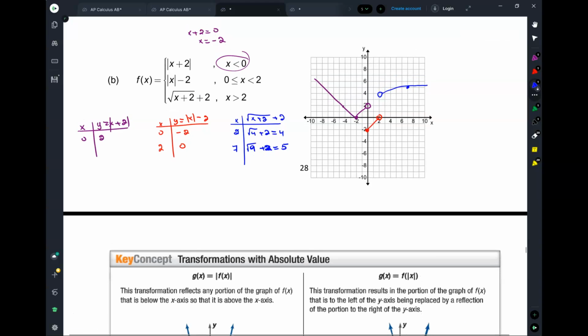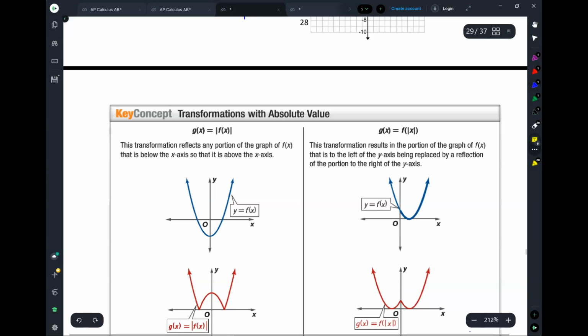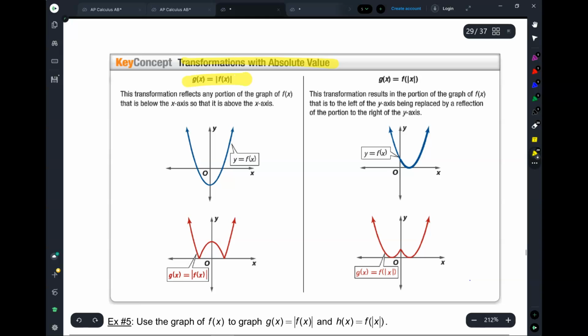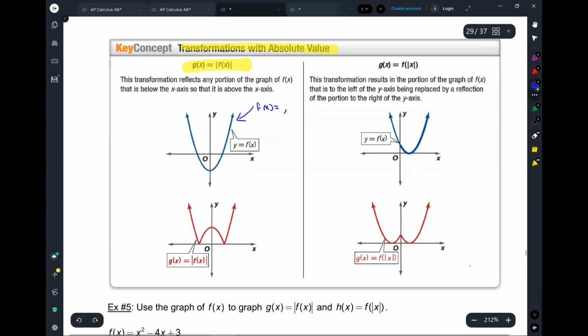All right. Lastly, so we've done all these transformations. Next, we're going to do transformations with absolute value. What happens if there is an absolute value around the function or around the variable? Okay, so suppose you have an absolute value around the function. Can somebody tell me an appropriate function for that blue graph over here? f of x equals what would you say? x squared minus 2. x squared minus 2 works for me.